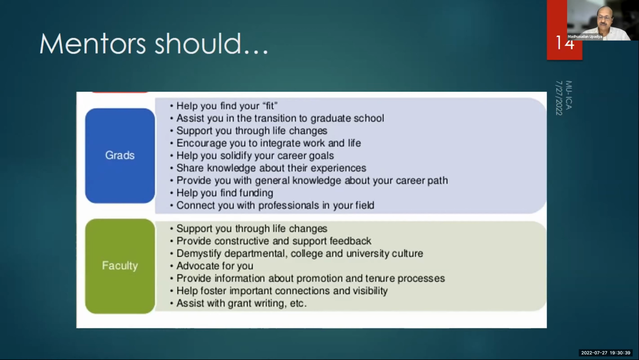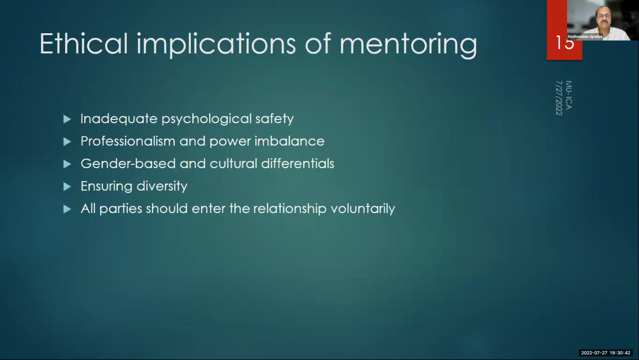And grant writing and all that, which I have already covered. The ethical implication of mentoring is inadequate psychological safety. I have already covered that. There should not be any bullying, and you should actually take either the postgraduate student or your junior faculty along. As I said, even if the colleague is only a year or a couple of years younger than you, you still have to treat him like a mentee, but still you don't bully him, right? There should be professionalism, and the power imbalance has to be taken care of.